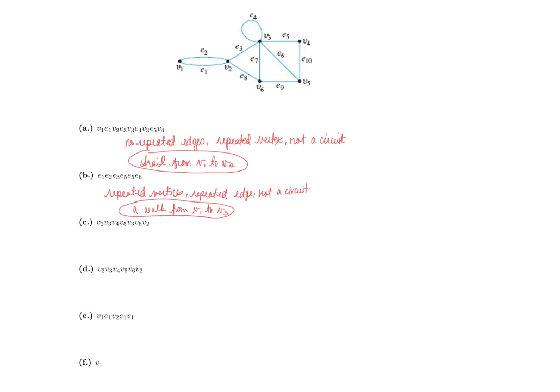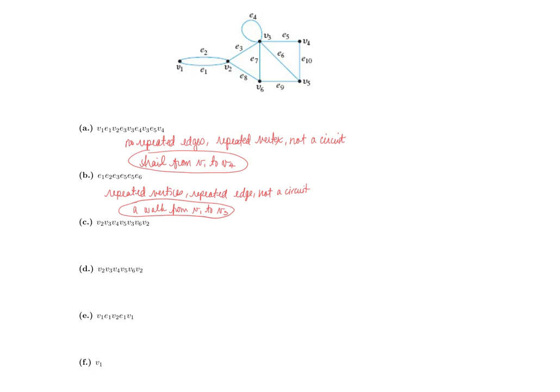So, how about C? Let's look at C. C says I want to do V2, 3, 4, 5, 3, 6, 2. It's a whole bunch of vertices. So let's start at V2. Go to V3, V4, 5, 6, 2. Oops, I skipped a D.